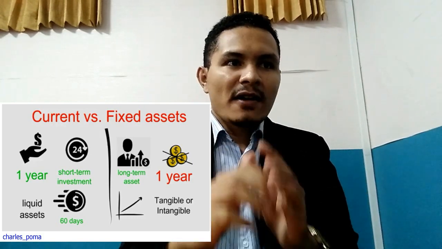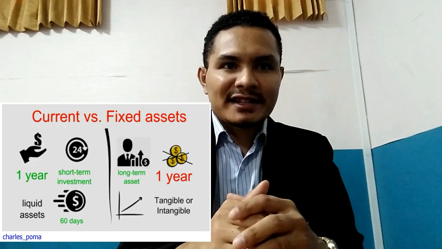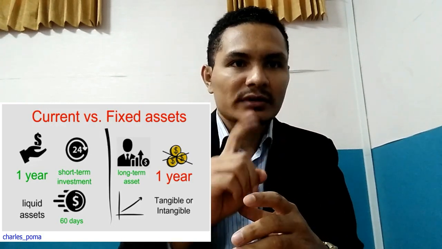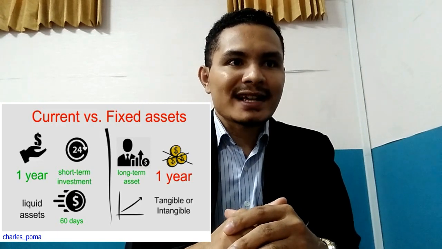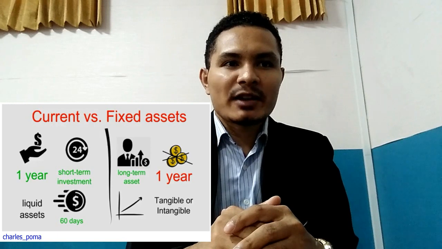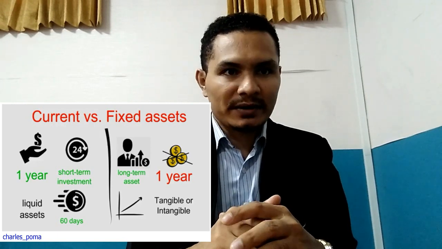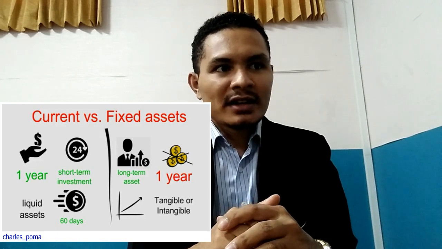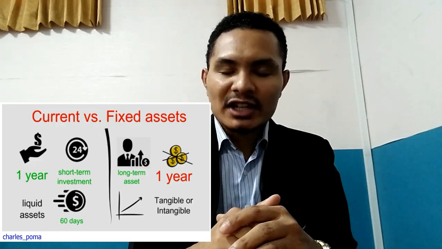Fixed assets. A fixed asset, or non-current asset, is a long-term asset that continually brings value to the business after 1 year. You cannot convert fixed assets into cash within 1 year. As you grow your business, fixed assets bring long-term value to your company. Because fixed assets are considered long-term assets, they typically depreciate in value over time.